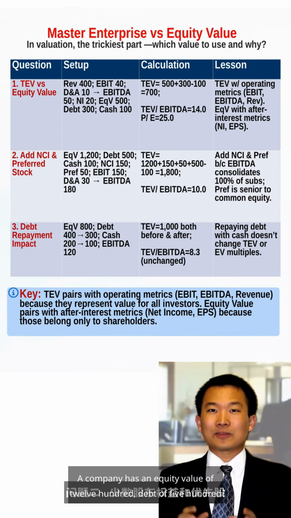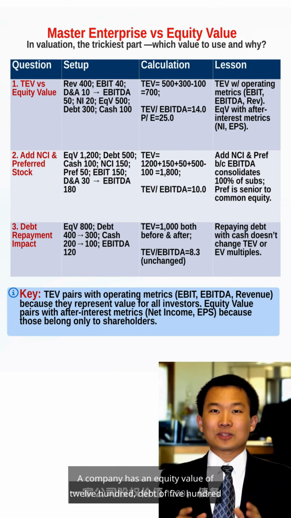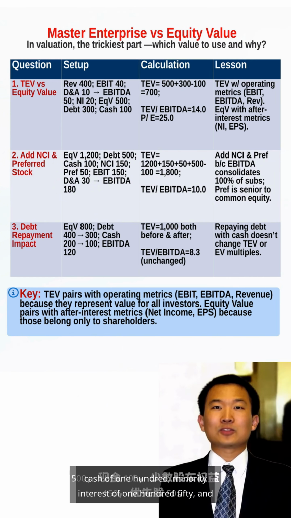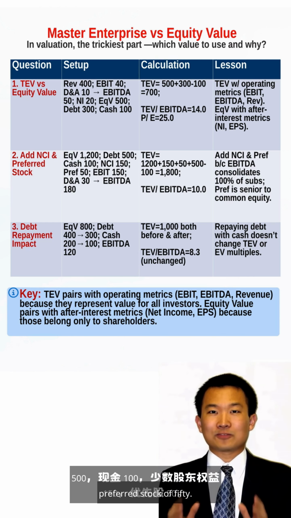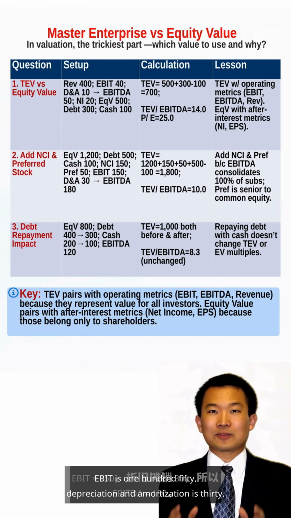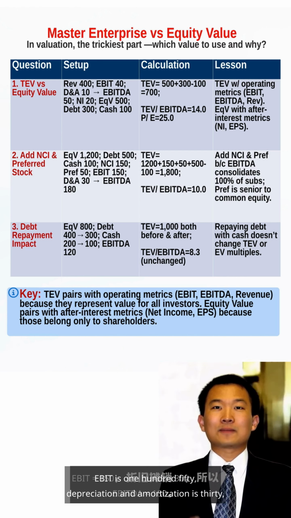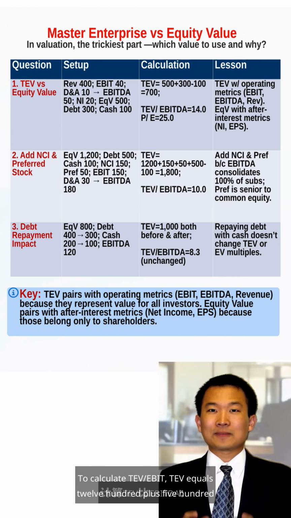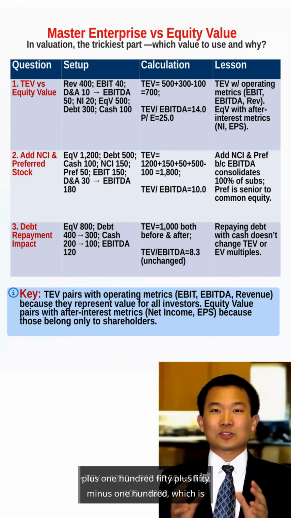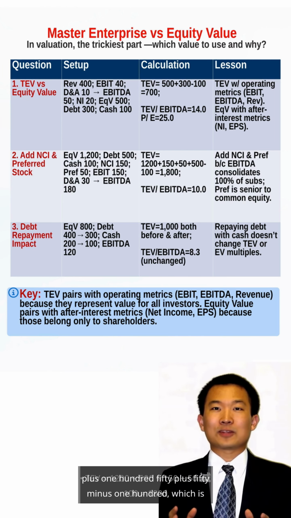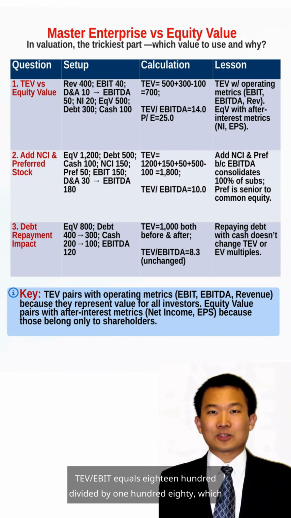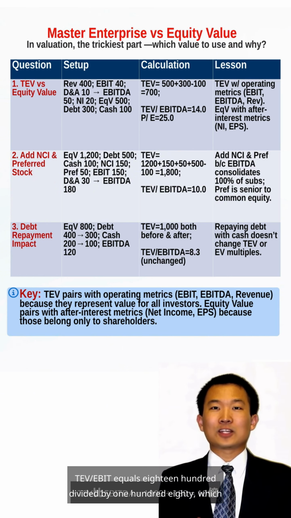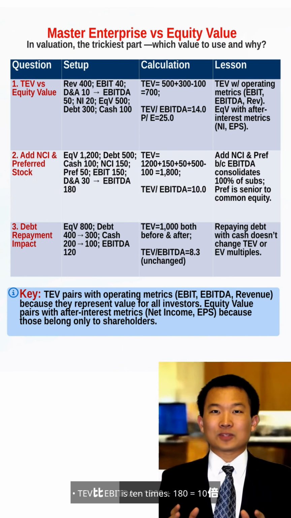A company has an equity value of 1,200, debt of 500, cash of 100, minority interest of 150, and preferred stock of 50. EBIT is 150, depreciation and amortization is 30, so EBITDA is 180. To calculate TEV/EBIT, TEV equals 1,200 plus 500 plus 150 plus 50 minus 100, which is 1,800. TEV/EBIT equals 1,800 divided by 180, which is 10 times.